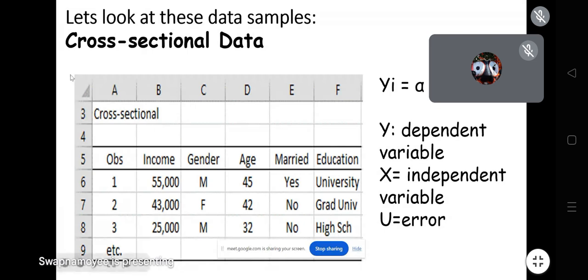In this case, you can see there is no element of time. Time does not have any significance here. This is for a particular period of time. So how do you find, for example, suppose here Y is the income, and you want to find how the income of a person is determined by the other variables.